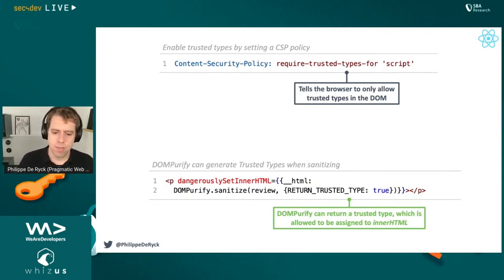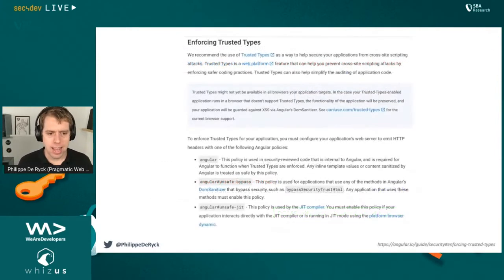Good. What about Angular? Well, Angular, I might be biased. I like Angular. Angular is a little bit more awesome than React in this case, because Angular is like, oh yeah, let's do that by default. Since Angular 11 and 12, which is about a year ago, Angular automatically makes something a trusted type when we sanitize it.